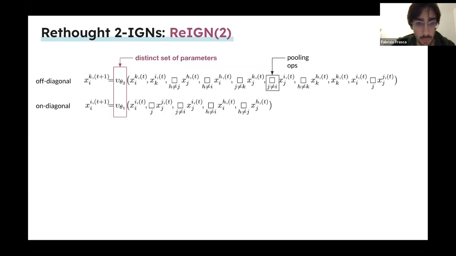And about 2-IGNs quickly. Essentially, these models update on and off diagonal terms in this matrix by means of a linear combination of different terms, including terms which come from pooling some of these elements in the matrix. But the interesting thing about these layers is that they update on and off diagonal terms in the matrix via a distinct set of parameters.